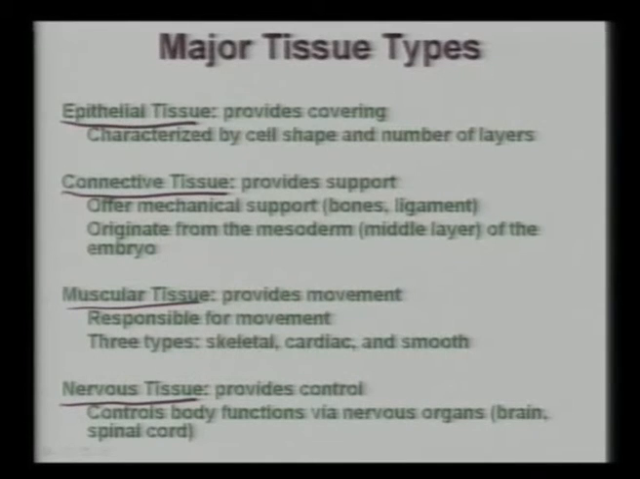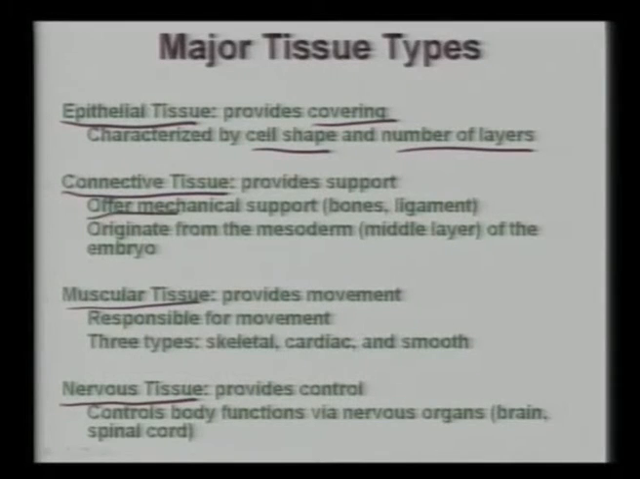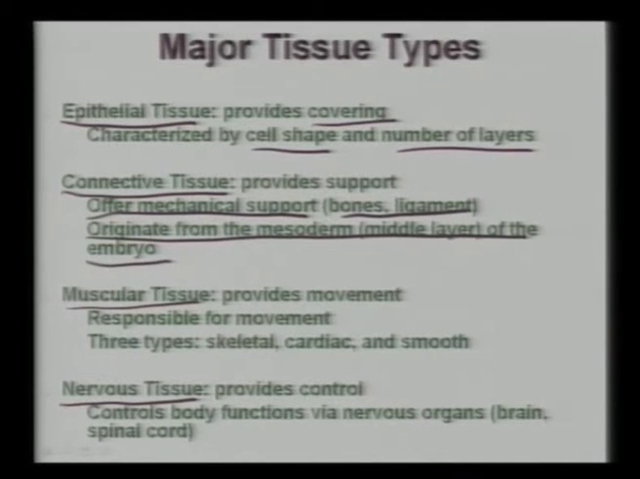So epithelial tissue provides covering, and these are characterized by cell shape and number of layers. Connective tissue actually provides support. This support system can offer mechanical support, for example bones and ligaments. It can originate from the mesoderm, that is the middle layer of the embryo, and muscular tissue is responsible for movement, like skeletal, cardiac or smooth muscle cells.